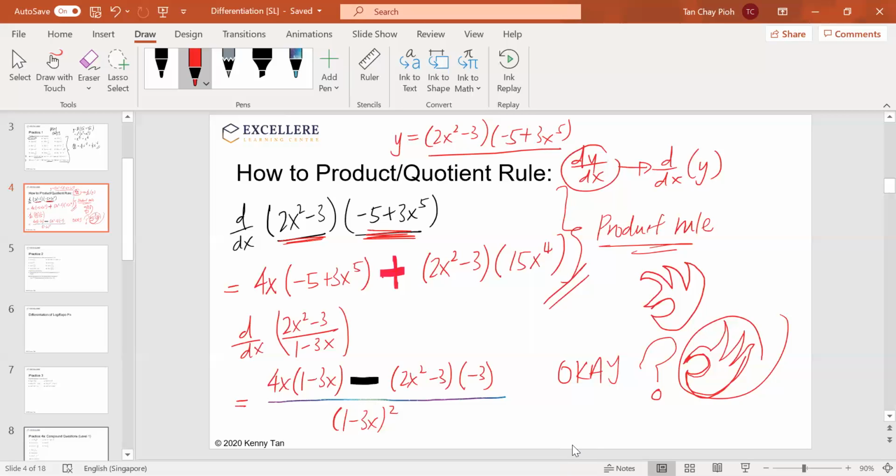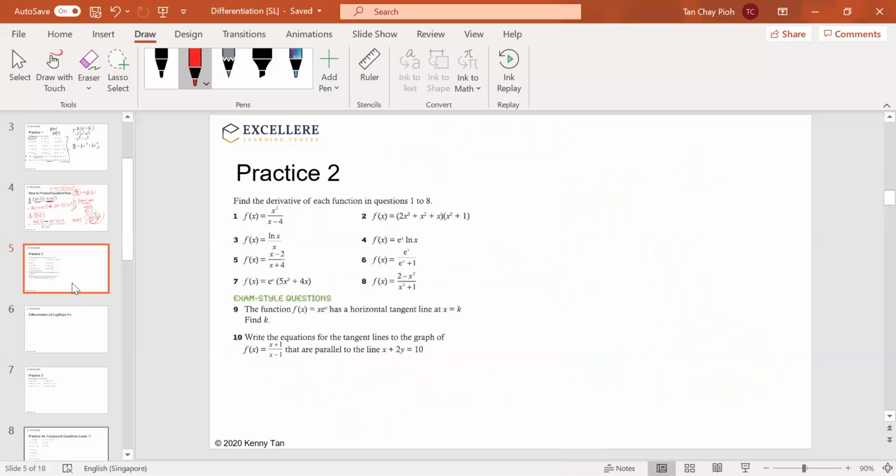Okay, so product and quotient rule is very simple, right? Practice time.